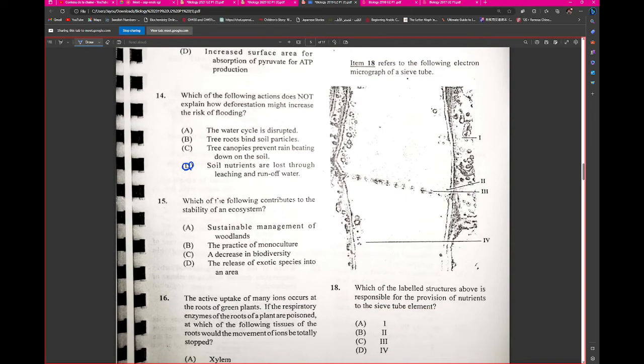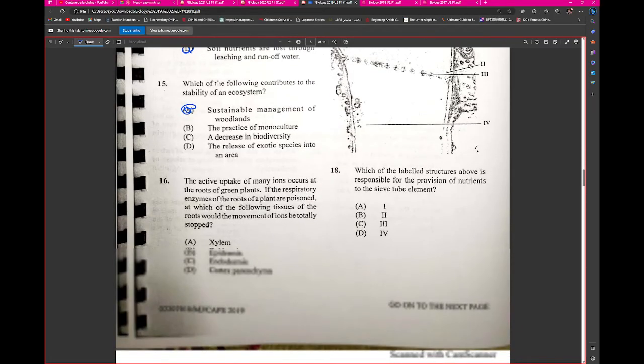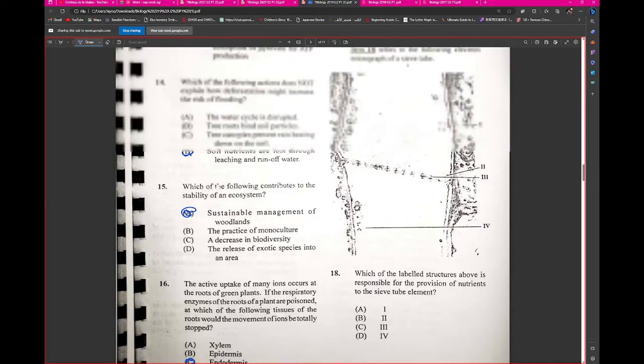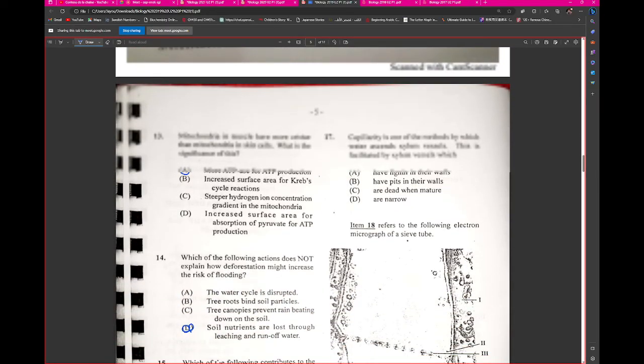Which of the following contributes to the stability of an ecosystem? Sustainable management of woodlands would be fine. Sir, A, sir. That's fine. The uptake of minerals, well, we saw this to be the endodermis already. Endodermis. And then we have 17.